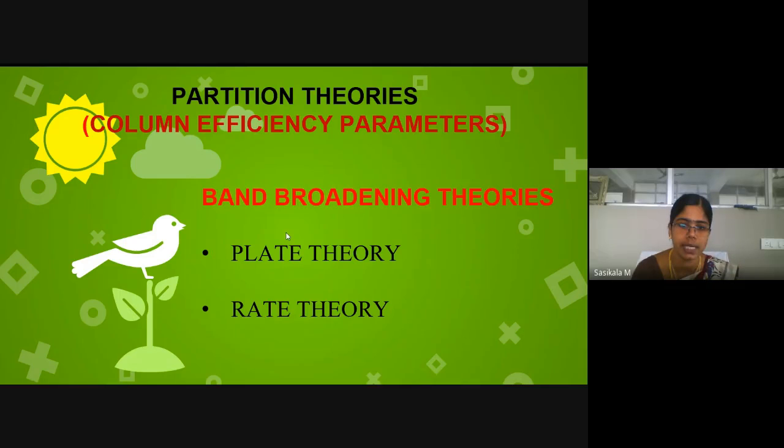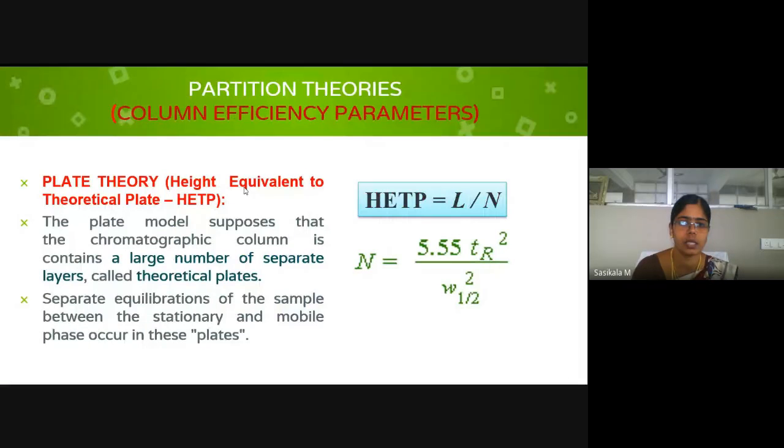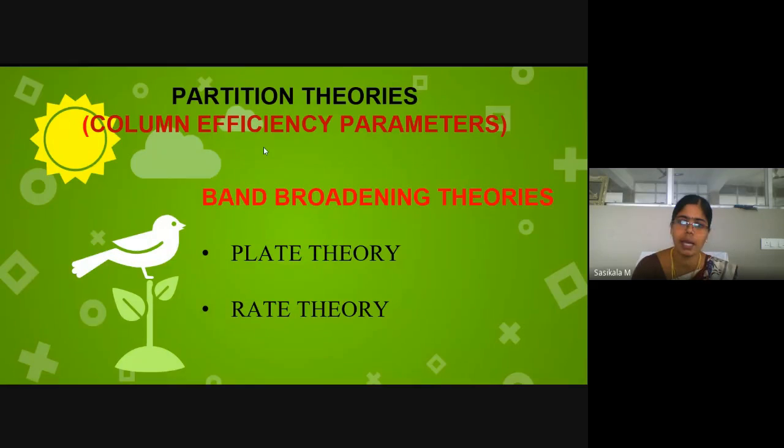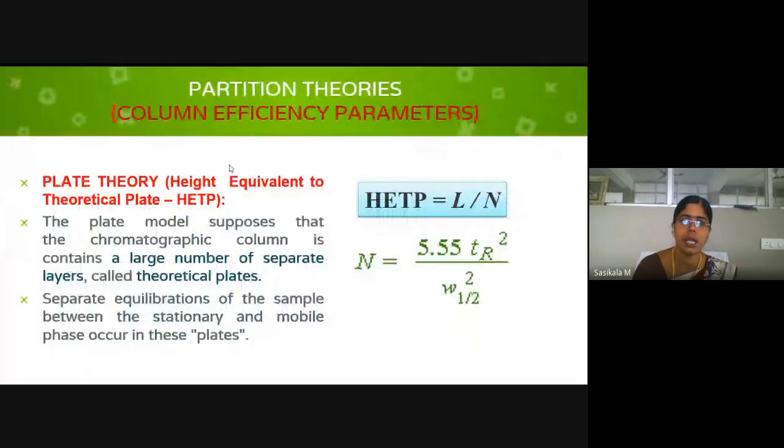So what are the two theories? Plate theory and rate theory. Band broadening theory is otherwise called HETP, that is height equivalent to theoretical plates. Okay, so HETP for plate theory and HETP for rate theory, that we are going to discuss now. So band broadening theories depend directly on HETP. What is HETP? Height equivalent to theoretical plates.